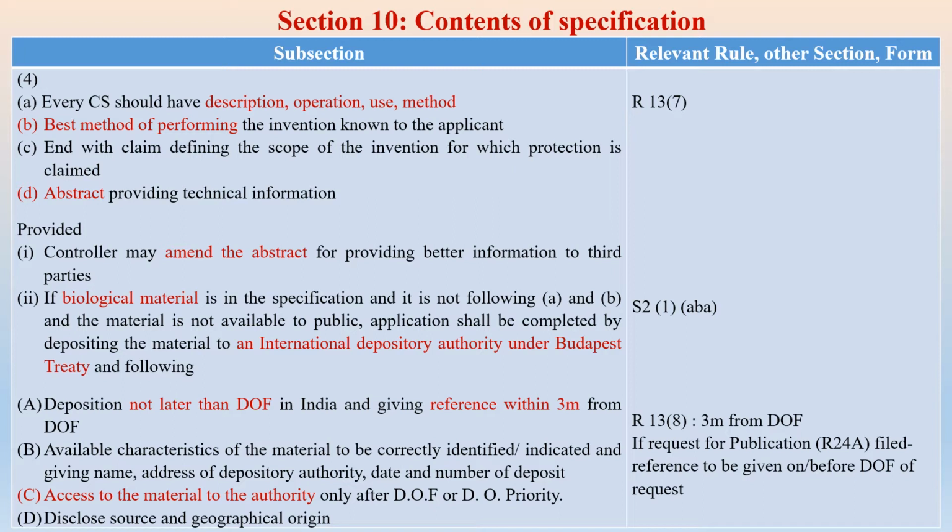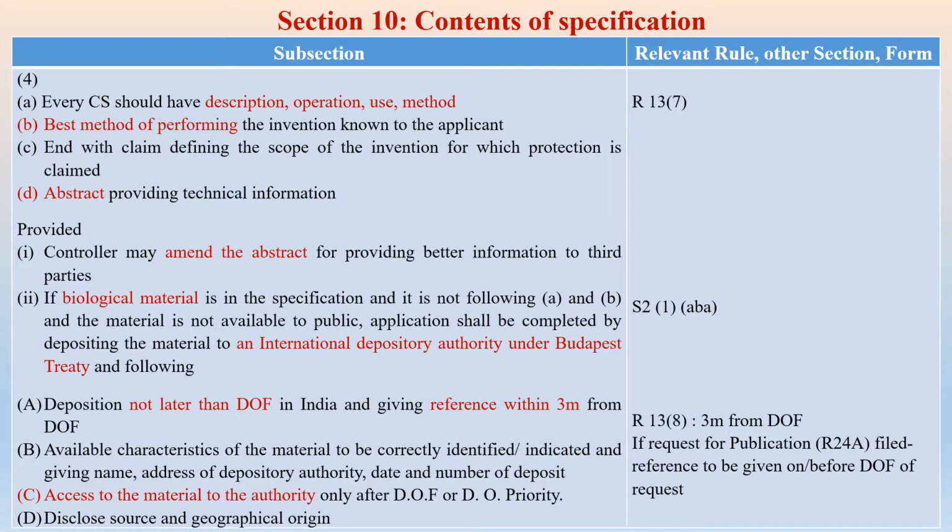Subsection 4 under Section 10. This subsection is very important related to contents of specification. 4(a) says that every complete specification should contain a full description, operation, use and method related to the invention. 4(b) says the specification should contain the best method of performing the invention known to the applicant. 4(c) says the specification should end with a claim or claims defining the scope of the invention for which protection is claimed. 4(d) says the specification should contain an abstract that will provide the technical information related to the invention. The relevant rule is Rule 13(7).